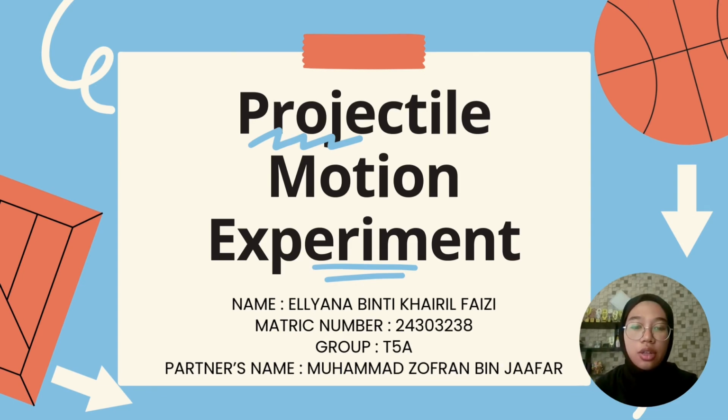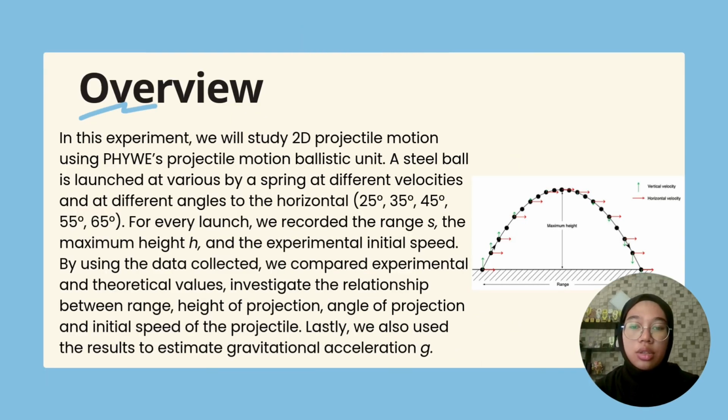So today I would like to do a Viva regarding the projectile motion experiment. The overview for this experiment is that we will study 2D projectile motion using the projectile motion ballistic unit. We represent the projectile with a steel ball launched at different velocities and at different angles: 25, 35, 45, 55, and 65 degrees. For every launch, we recorded the range S, the maximum height h, and the experimental initial speed.